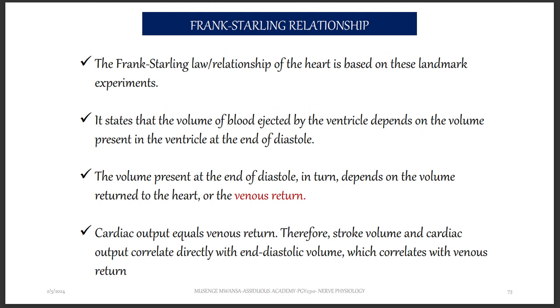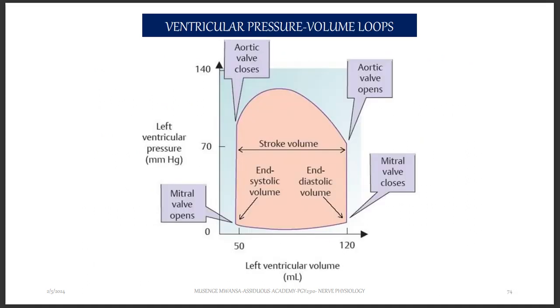Cardiac output, how much blood moves out of the heart, therefore is going to be equal to the venous return, how much blood goes back to the heart. So that means that stroke volume, which is the amount going out of the heart, and cardiac output, that is also the amount of blood going out of the heart, are also going to be related to the end diastolic volume, the amount of blood in the heart when the heart is relaxed, and that correlates to the venous return.